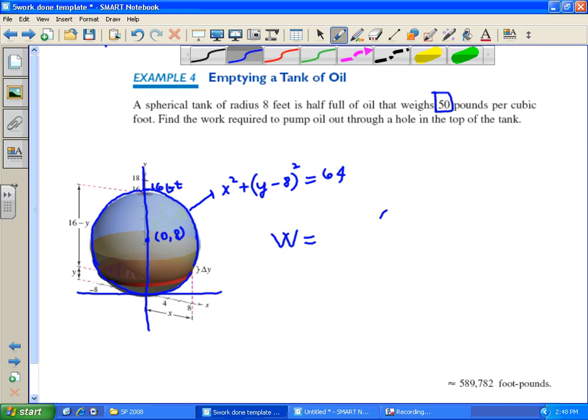First, you find the work done for one slab. You would pick one slab from this region. Again, the thickness will be delta y, so we'll have a dy in this integral. What we want is force times distance. Force equals the weight, which is volume times density. The volume of that slab equals pi times x squared times delta y, which I replace by dy, times the density, which is 50. So now we have the weight of the slab.